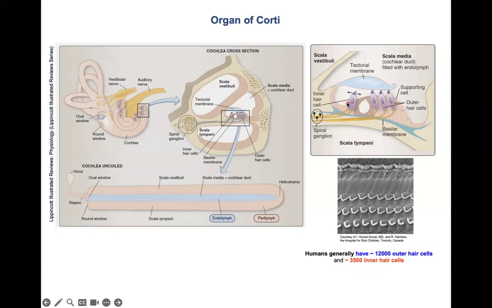We can also see that these cells are supported by a so-called basilar membrane, and I will discuss the role of this basilar membrane later on.